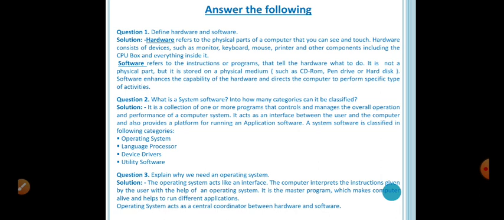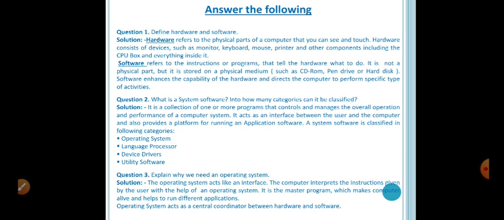Next question, what is a system software? Into how many categories can it be classified? Now, first of all, system software. It is a collection of one or more programs that controls and manages the overall operation and performance of a computer system. It acts as an interface between the user and the computer and also provides a platform for running an application software. A system software is classified in the following categories. The second part of your question. The categories are operating system, language processor, device drivers, and the last one is utility software.